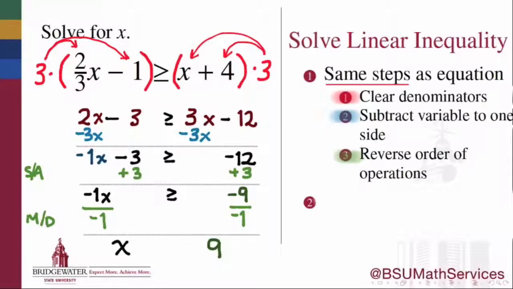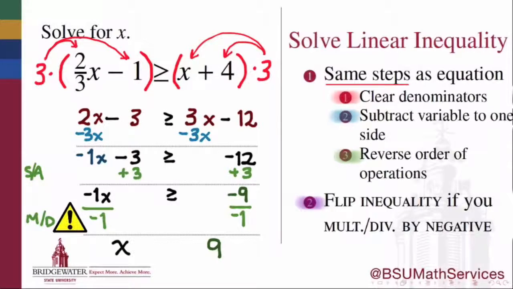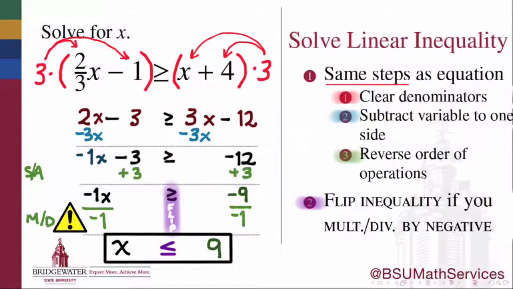And here is the only step in which solving an inequality differs from solving the corresponding equality. And that is that if we multiply or divide by a negative number along the way of solving an inequality, as we did here in our last step, dividing by -1, the sign of that inequality has to flip. In this case, from greater than or equal to less than or equal to instead.